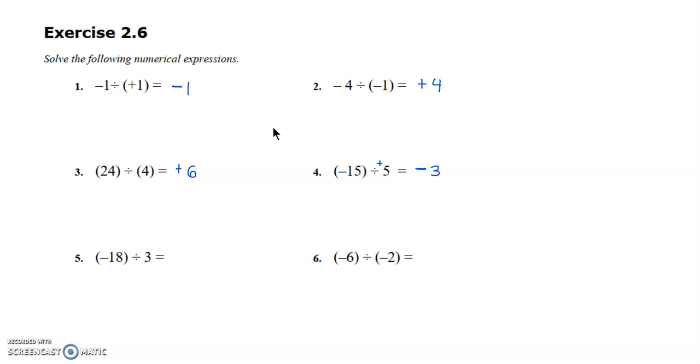The result is -3. Number 5, we have a -18 and a positive 3. Unlike signs means a negative answer, and 18 divided by 3 is 6. And number 6, we have a negative divided by a negative. The signs are the same, so the result is positive. 6 divided by 2 is 3.